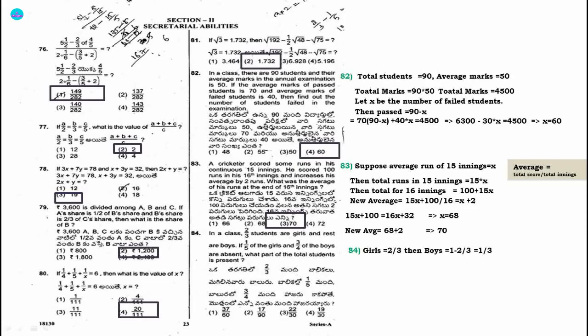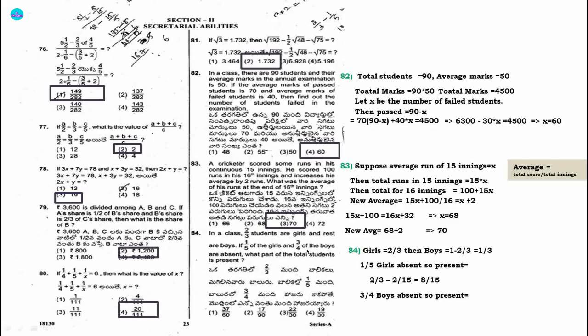Question number 84. In a class, 2/3 of the students are girls and the rest are boys. So if girls are 2/3, the rest are boys, means the whole minus 2 by 3, that equals 1 by 3. And then next what is given? 1/5 of the girls and 3/4 of the boys are absent. So 1/5 of the girls are absent, so what will be the present? Out of 2 by 3, minus 1/5 of 2/3, means 2 by 3 into 1 by 5, that is 2 by 15. So take the LCM of 15, then you'll get 8 by 15.